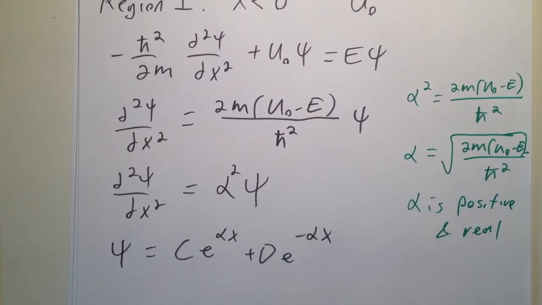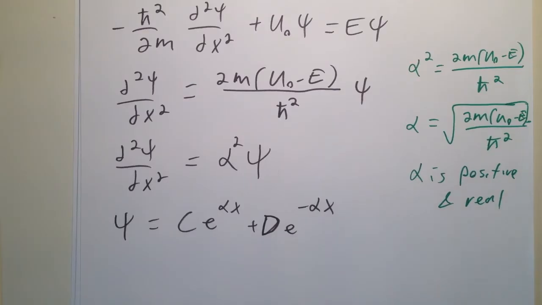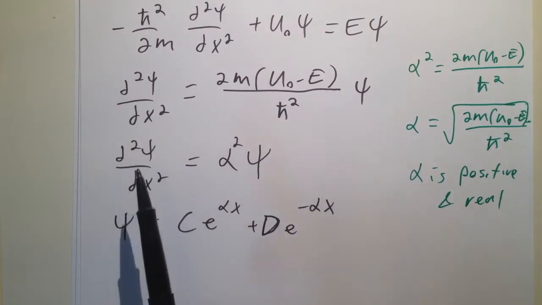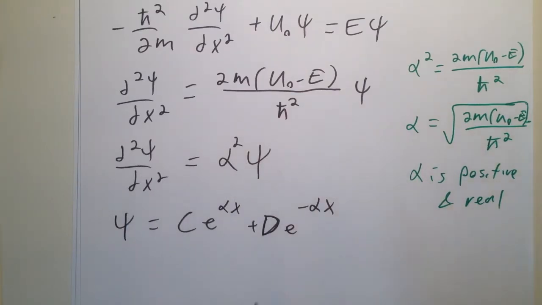Okay, and so that's a constant D there. That's my guess for the wave function, and you can check on your own that I could plug this wave function in here, take two derivatives, and I should get alpha squared times my original wave function. All right, so that's our solution.